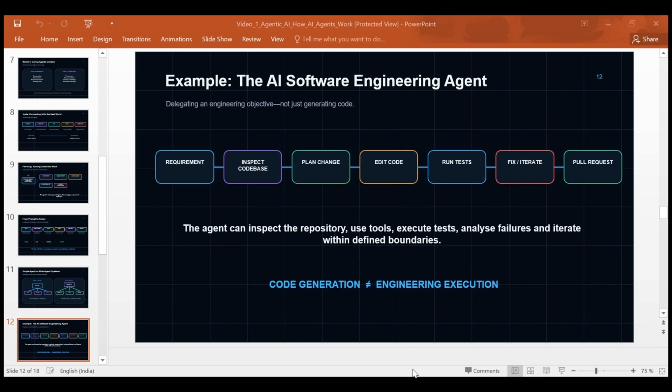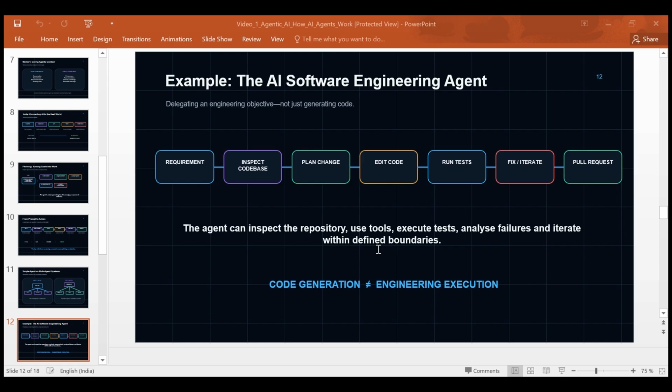So now let's understand with an example: the AI software engineering agent. Imagine that instead of asking an AI, write me a React component, we give it an engineering objective. The agent can inspect the repository, understand the architecture, locate the relevant modules, formulate a plan, modify the code, run tests, inspect failures, and iterate. This is a fundamentally different interaction.